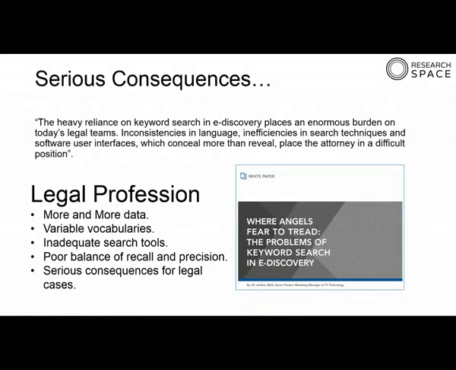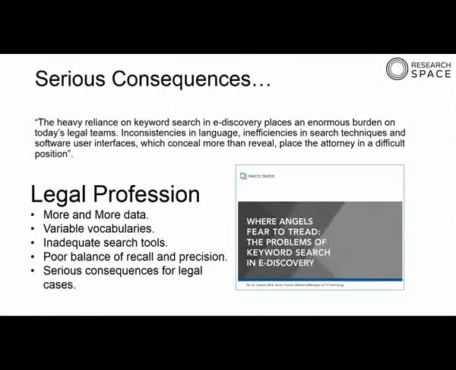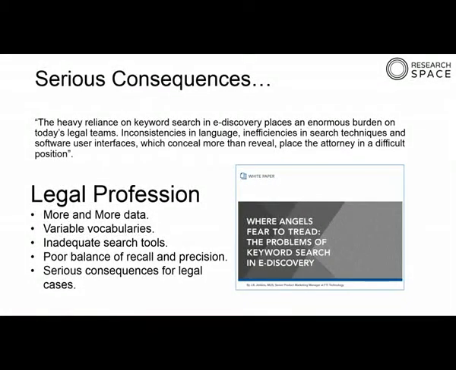"The heavy reliance on keyword search in e-discovery places an enormous burden on today's legal teams. Inconsistencies in language, inefficiencies in search techniques, and software user interfaces which conceal more than they reveal place the attorney in a difficult position." You know, these legal firms could get sued if they don't get it right, which would be a massive shame.